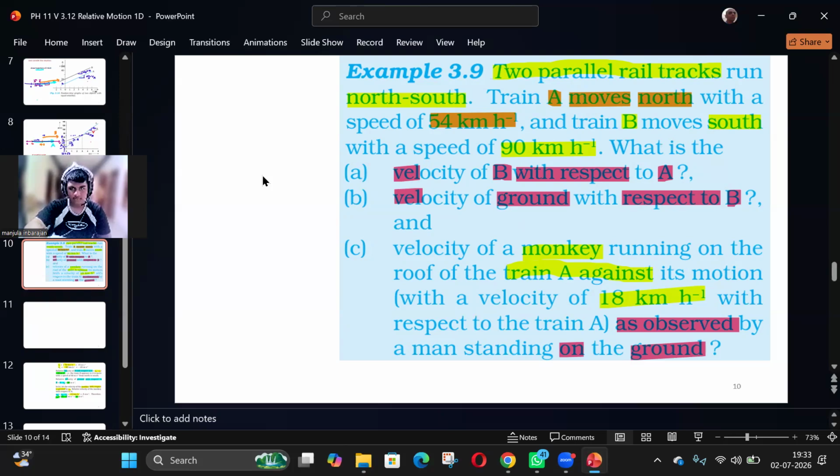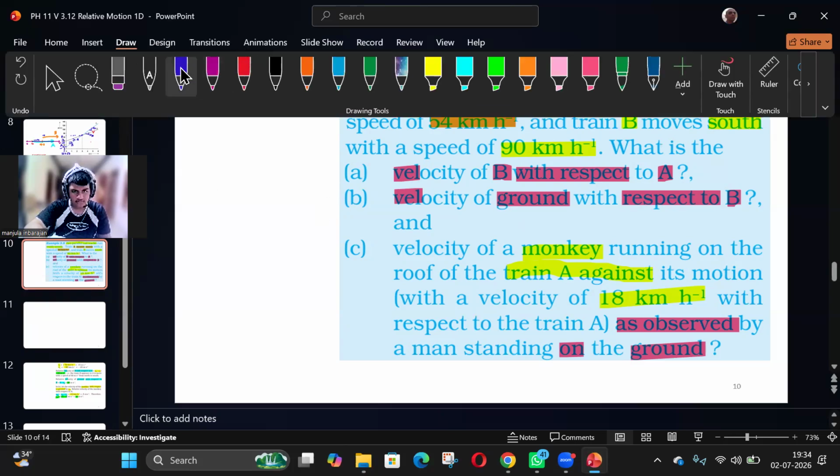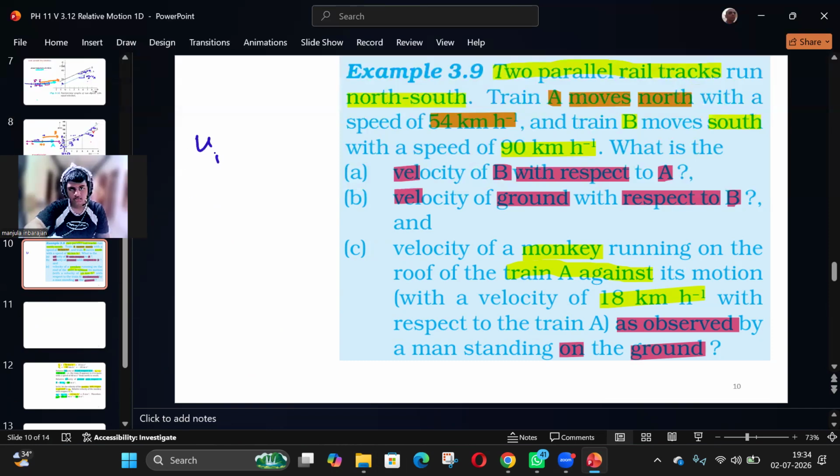It's 45. Okay. Don't skip the steps. No, 45. No, sorry. Just a minute. So velocity of B with respect to A is velocity of B minus velocity of A. Velocity of B is 90 towards south. So south I will take as negative. So it's minus 90 and then minus VA, which is 54. Just keep it in kilometers per hour.